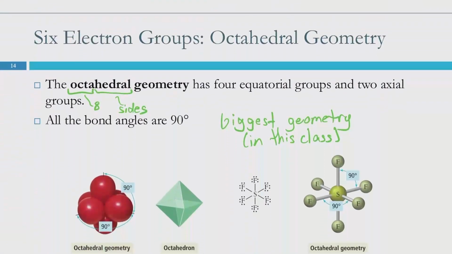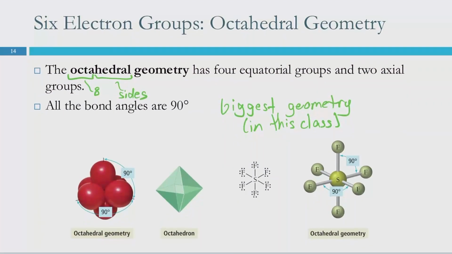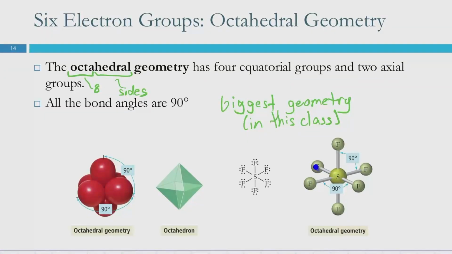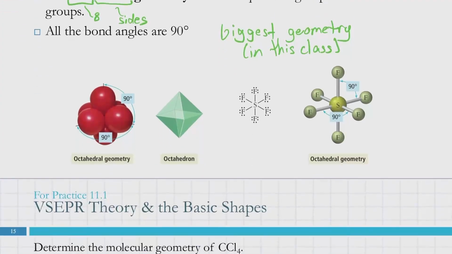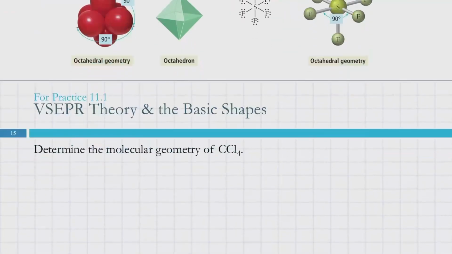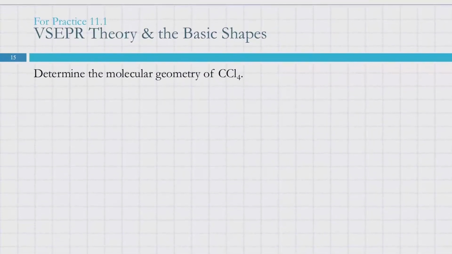Once we jump up to 6 electron groups, we are in octahedral geometry. We've got 4 equatorial groups with 90 degrees between them. We also have 90 degrees between our axial and equatorial positions. Those are the basic shapes. There are some more complicated shapes.